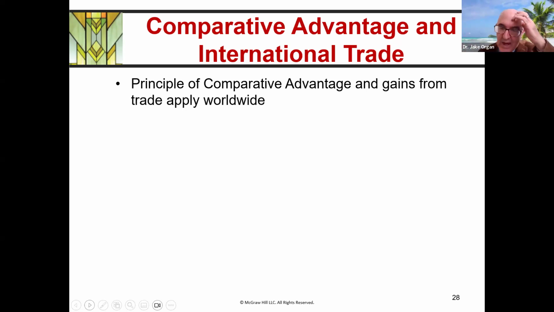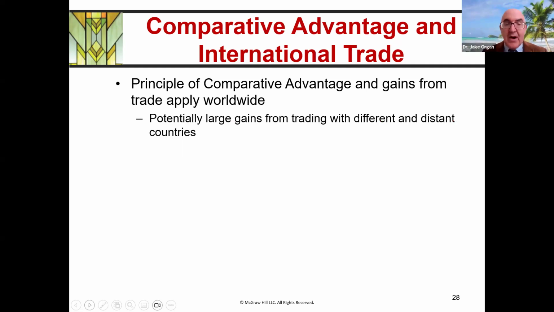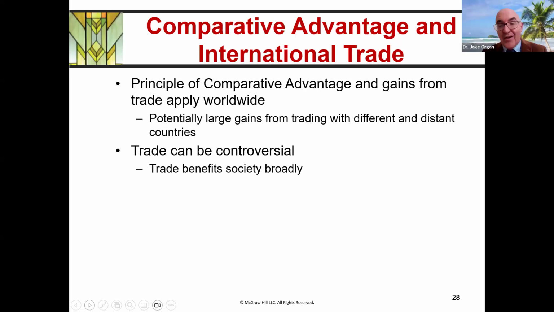China does what they're good at. India does what they're good at. England, Britain, does what they're good at. America does what they're good at, and then everyone has more. That's the whole idea. There are very, very large gains from trading with different and distant countries, but it can be controversial because trade benefits everyone.